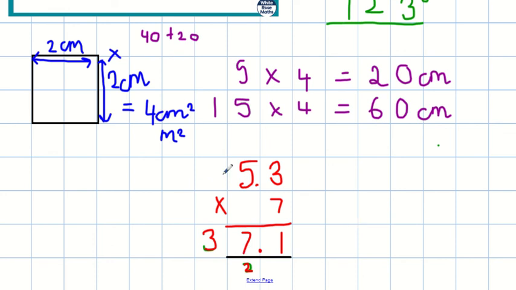Okay, so that's the formal method, but you could do this mentally if you wanted to. Now, to do this mentally, you could think, well, I know 5.3 times 10 is 53. And I could multiply 53 by 7. Again, I could do some jotting, so I could do that mentally. And I would get the answer 371. Now, because I multiplied to remove the decimal, I'd have to divide to put the decimal back in. So 37.1.